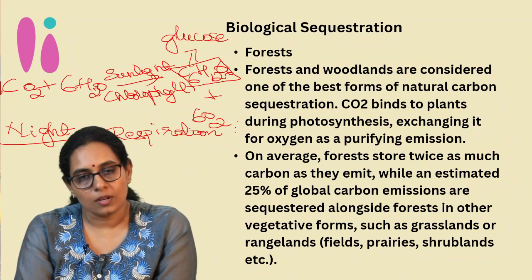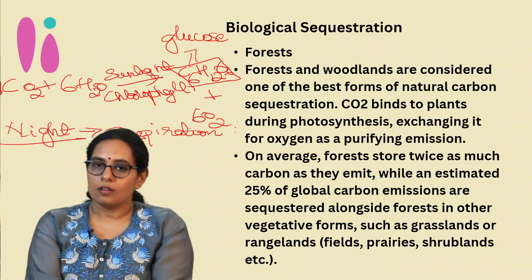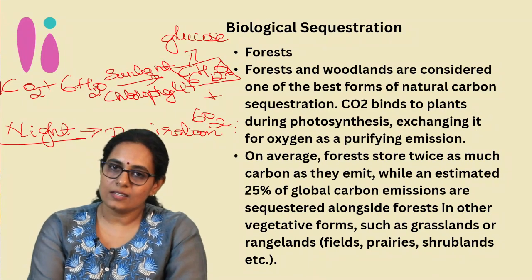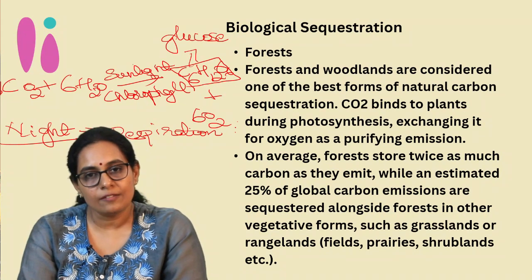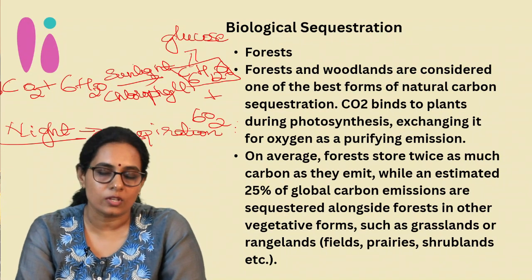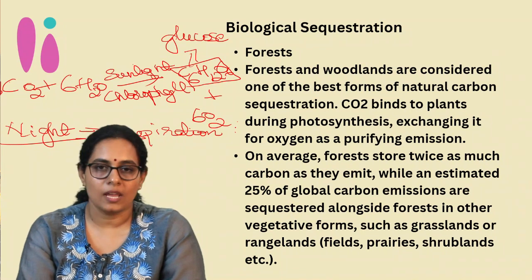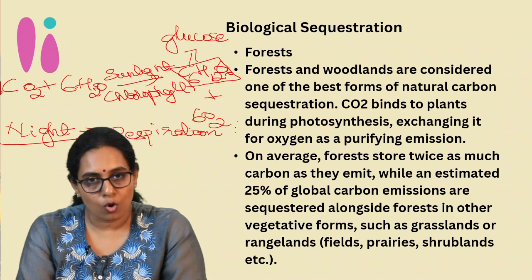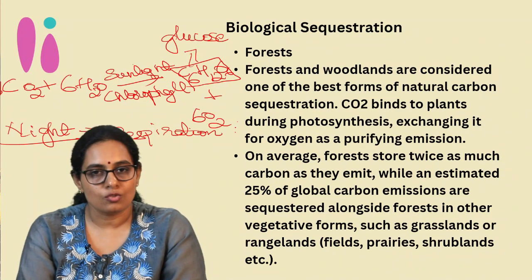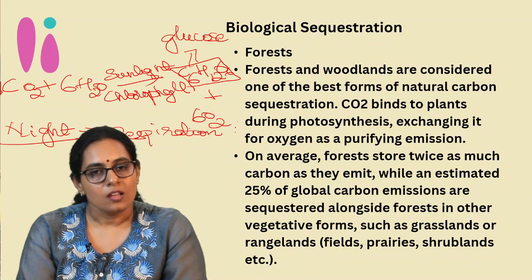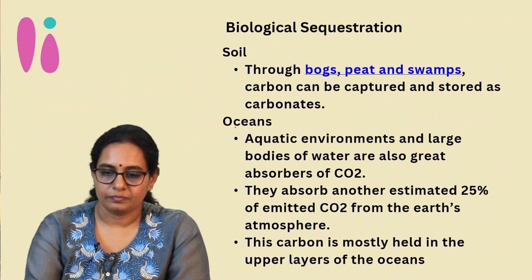Plants, meaning it includes your forests, grasslands, shrubs, etc. All the entire green cover that is present accounts for almost 25% of carbon sequestration. So growth of plants, trees, etc. helps in trapping carbon from the atmosphere, and this is the cheapest and the most efficient method to trap carbon dioxide. Let us look at other methods of biological sequestration.